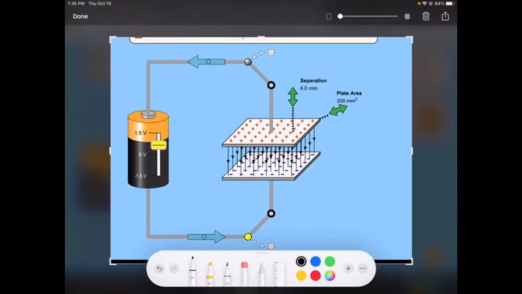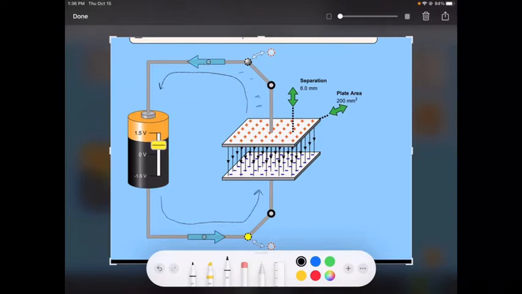So if I zoom in here, what we're doing is we are pumping electrons. Maybe I need a darker color. We're pumping electrons off of the positively charged plate and pumping them onto the negatively charged plate. So that battery, again, is serving like a pump, an electron pump.